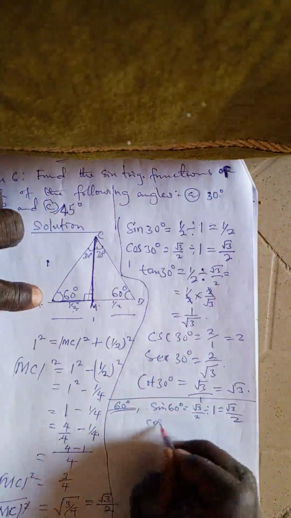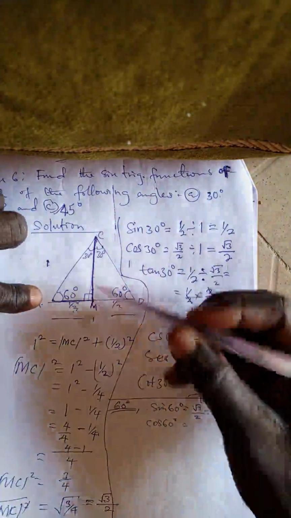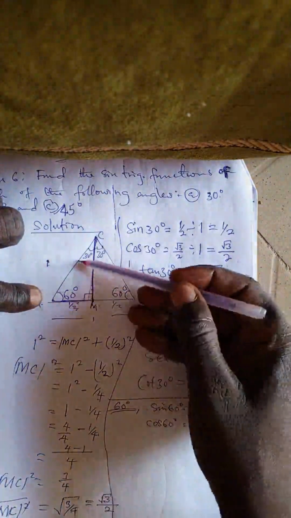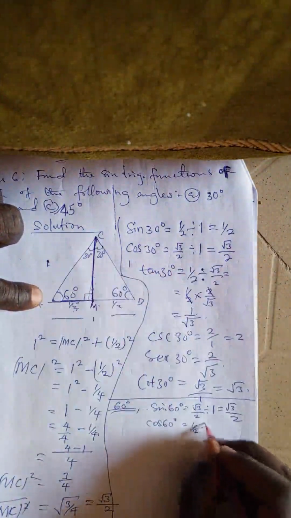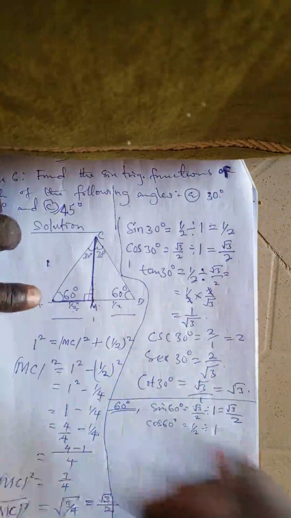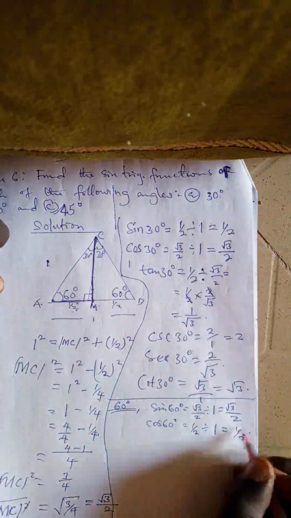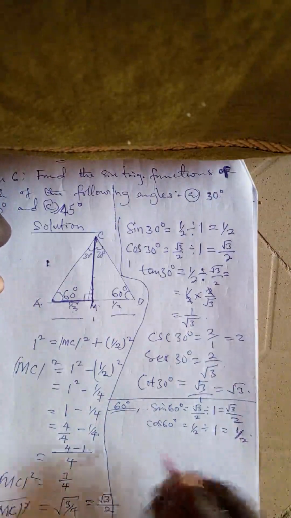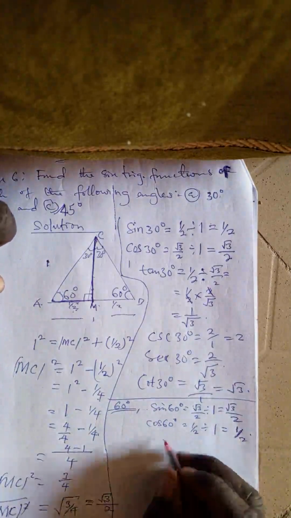So we have cos 60 degrees. This is equal to cos, which is adjacent over hypotenuse, and adjacent is 1 over 2 divided by hypotenuse, which is equal to 1. And so the answer is equal to 1 over 2, which is 0.5 normally when a calculator or any computing device is used.